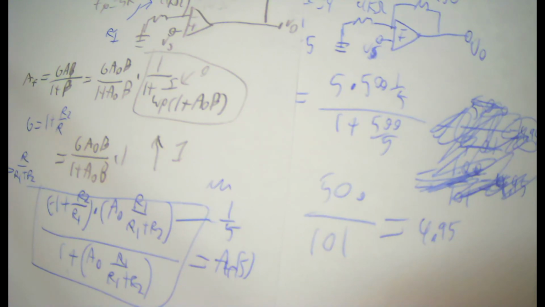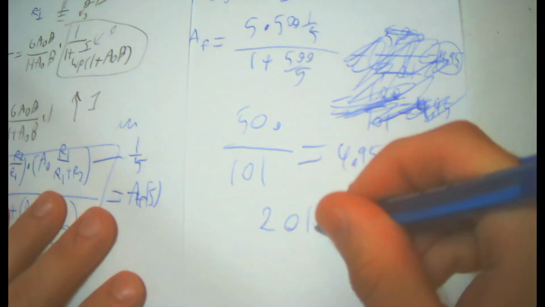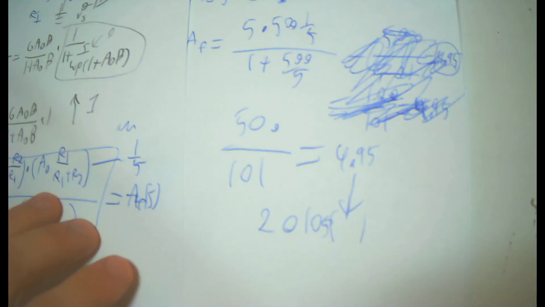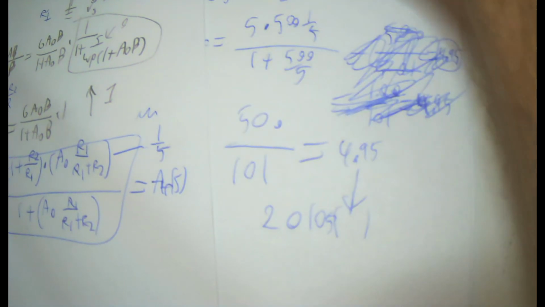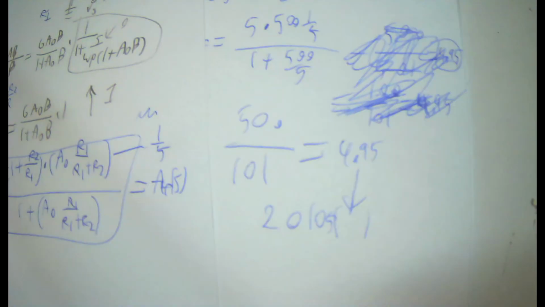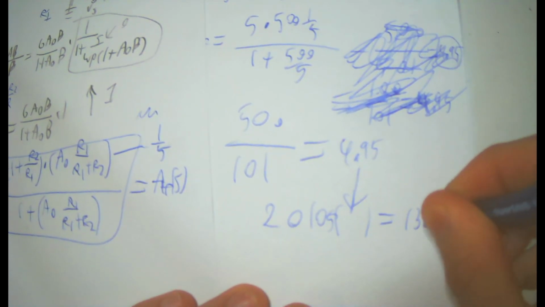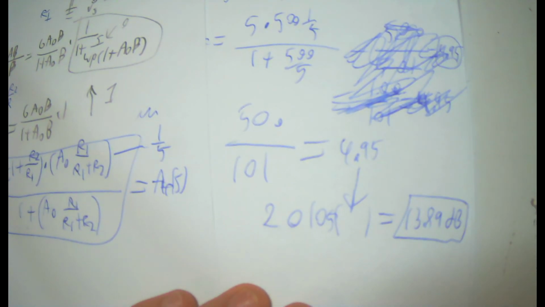Alright, so now we could put this in decibel form, which is going to be 20 log of this. I'll quickly do that to make sure I get the right value, and now I'm not making really bad mistakes. This is going to be 13.89 decibels. So this will be part of our graph.